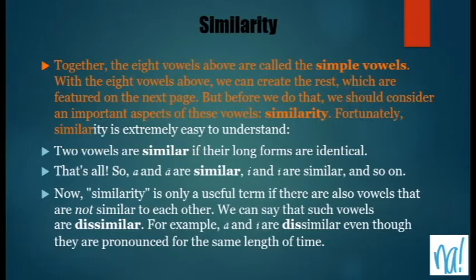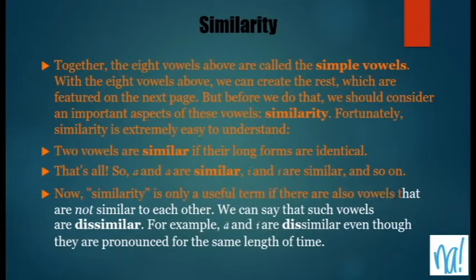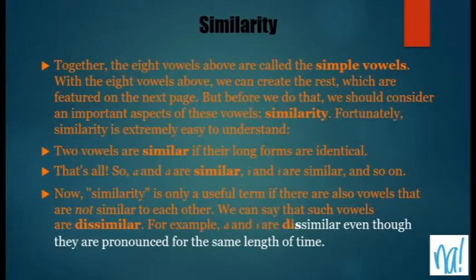Fortunately, similarity is extremely easy to understand. Two vowels are similar if their long forms are identical. That's all. So, the two forms of A are similar, the two forms of E are similar, and so on. Now, similarity is only a useful term if there are also vowels that are not similar to each other. We can say that such vowels are dissimilar. For example, A and E are dissimilar even though they are pronounced for the same length of time.